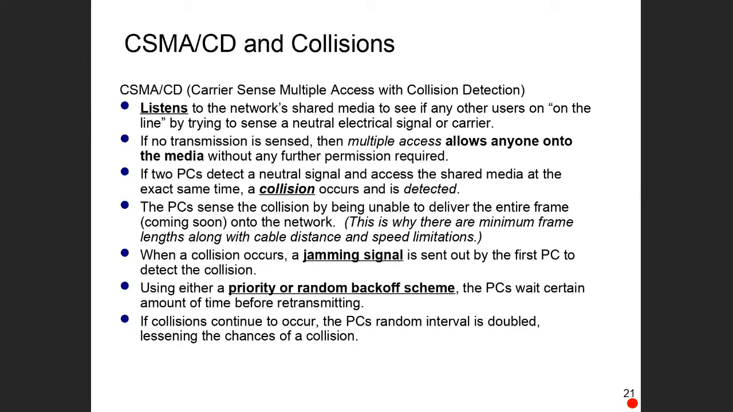Now, if two PCs just happen to hear no traffic and just coincidentally try to transmit at the exact same instant, they will detect that the collision has occurred. The PCs know this because they hear the collision. When that occurs, the first PC sends out a jam signal, and then using a random backoff scheme, the two PCs will start a random timer. The PC that got the luck of the draw this time and randomly chose a lower backoff time will retransmit first, while the other one is still waiting, and he'll be able to send his data.